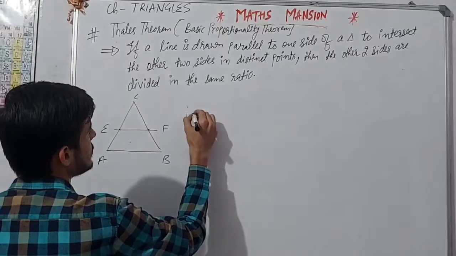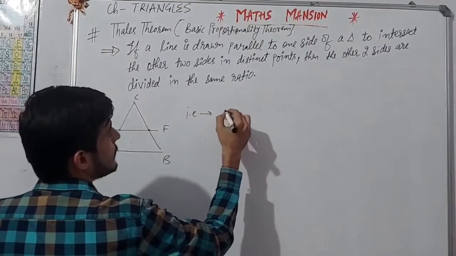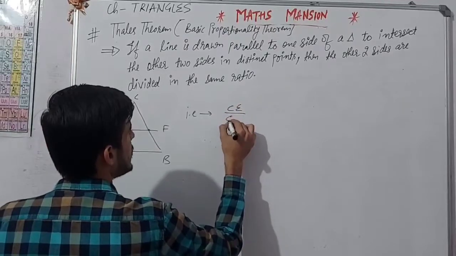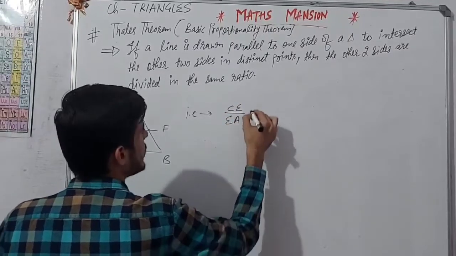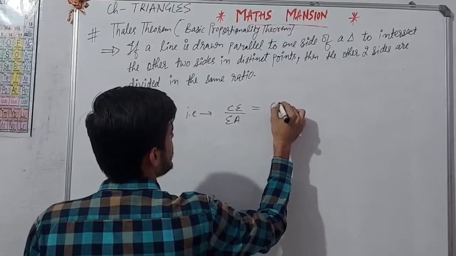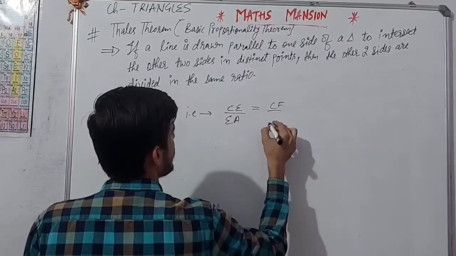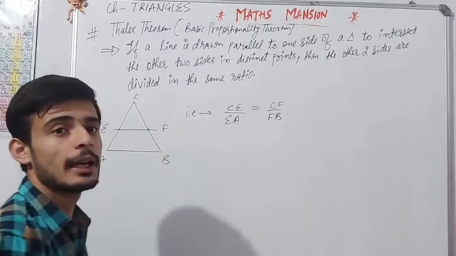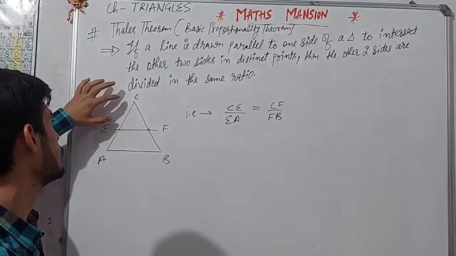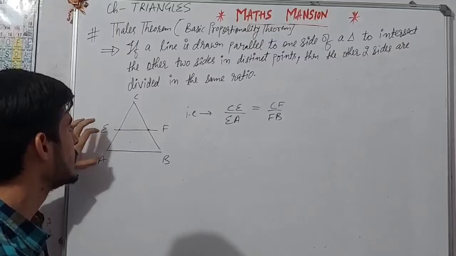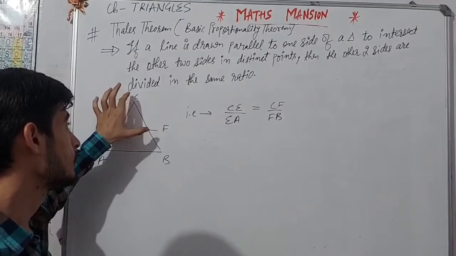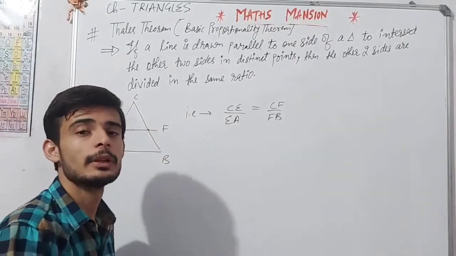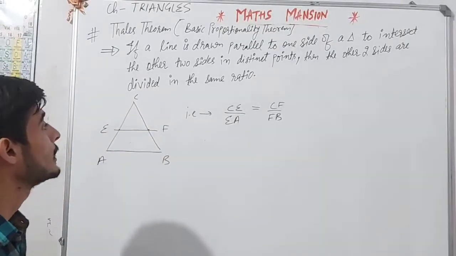That is, CE upon EA is equal to CF upon FB, which means that the ratio of the measurement of CE to EA and the ratio of the measurement of CF to FB will be the same. So it is all about the Thales theorem.